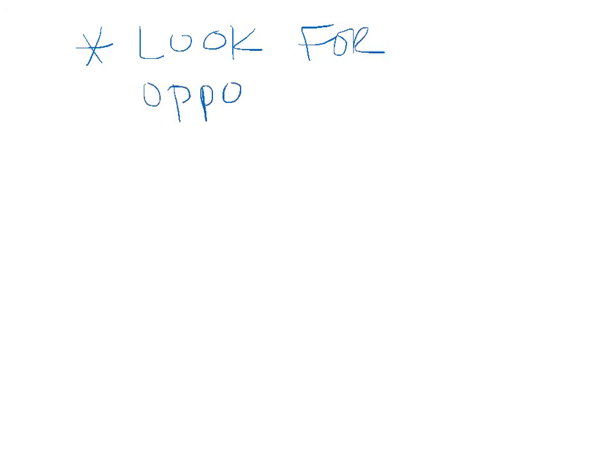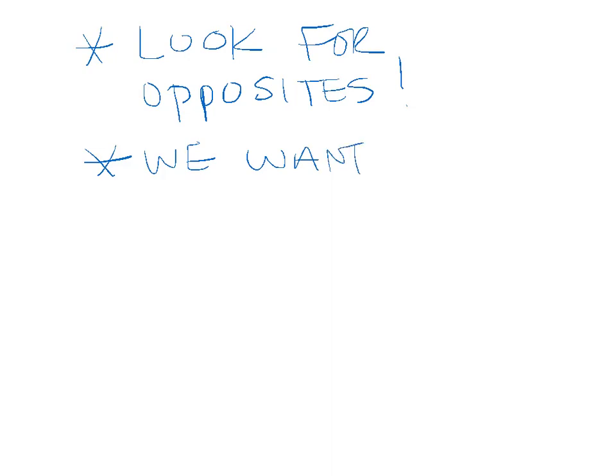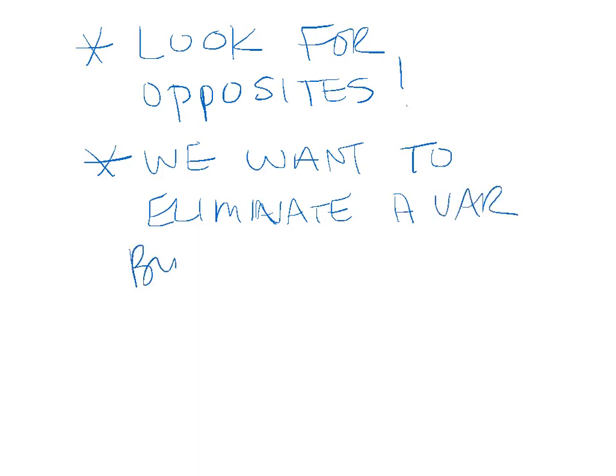Alright, so let's wrap this up. Always look for opposites. We want things that are going to add to 0. So we want to eliminate a variable by adding them to equal 0.